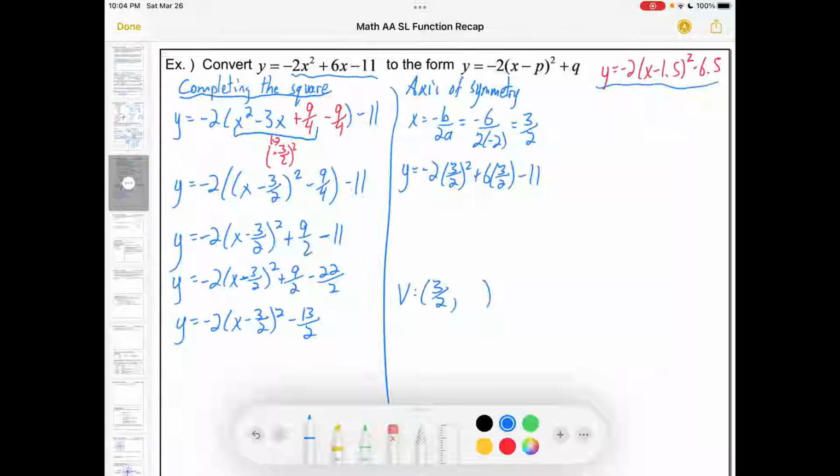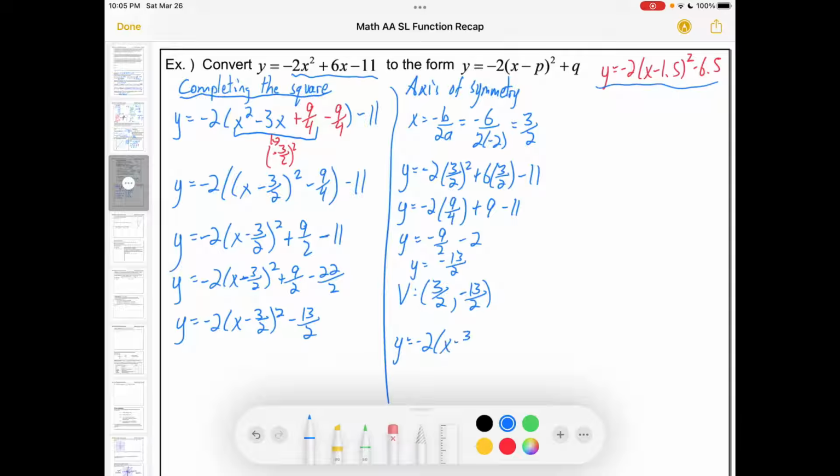And I'm just subbing it in to the y equals equation over here. So that would give me negative 2 times 9/4 plus 9 minus 11, or negative 9 halves plus 9 minus 11, or just minus 2, or y equals negative 13 over 2. Once I know where the vertex is, I know that in vertex form, this is going to look like this. X minus 3 over 2 all squared minus 13 over 2. Same answer, different approach.